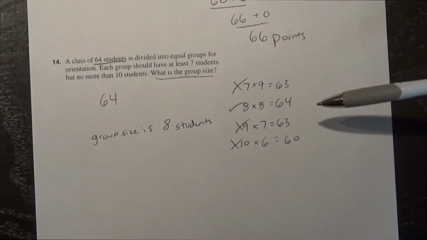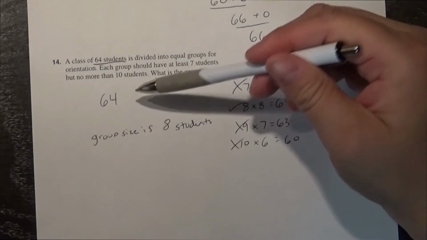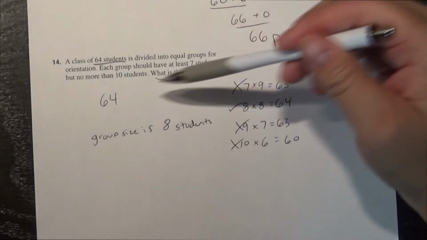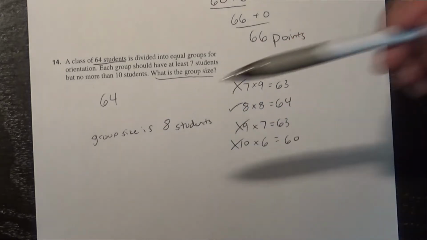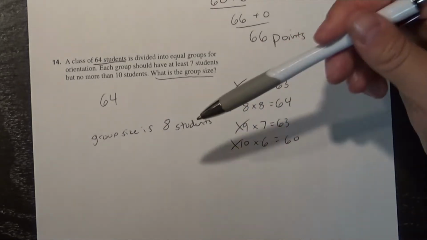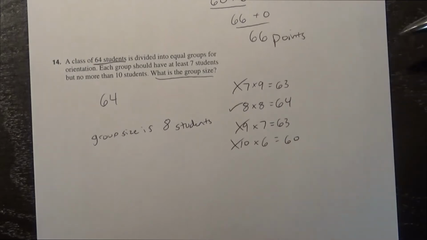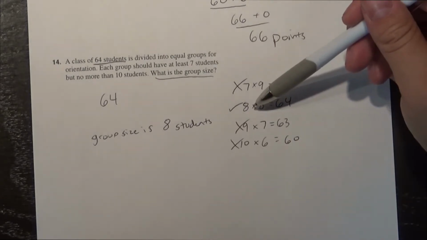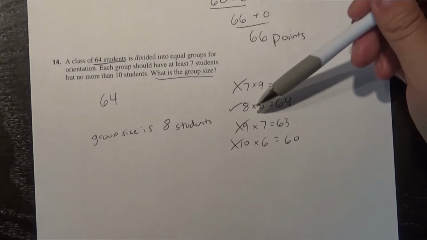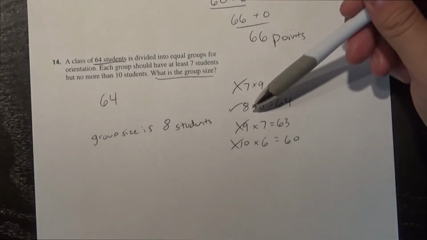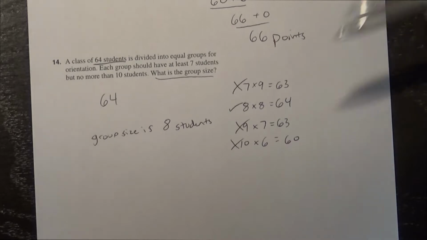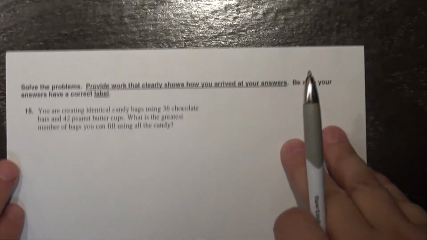Now, some of you may try to solve this in another way by just listing out all of the factors that multiply together to equal 64, like 1 times 64 and 2 times 32. And we could do that, and we would figure out then that 8 is one of those numbers. In fact, between 7, 8, 9, and 10, it's the only one that would go into 64. That's number 14.